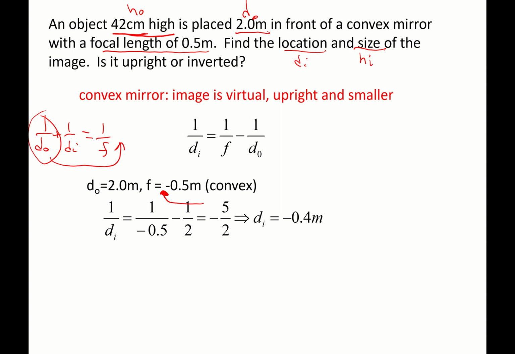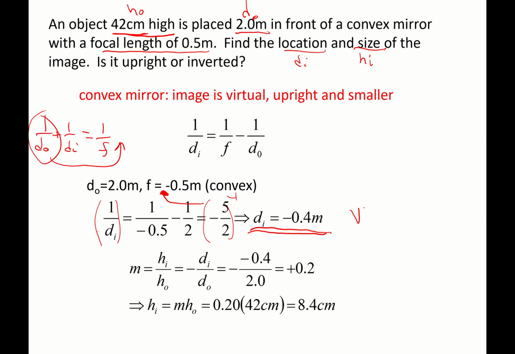So if I put that in, 1 over dI is 1 over negative 0.5 minus 1 over 2, and I get minus 5 over 2. So dI is 1 over that. And so if I put that in my calculator, I get minus 0.4 meters. So remember, when you get to the end, always take 1 over to give you the final answer for dI. So dI is negative. So if it's negative, that means it's virtual.